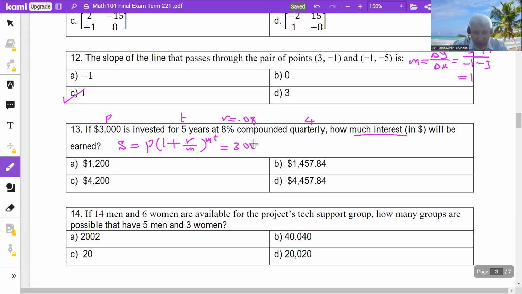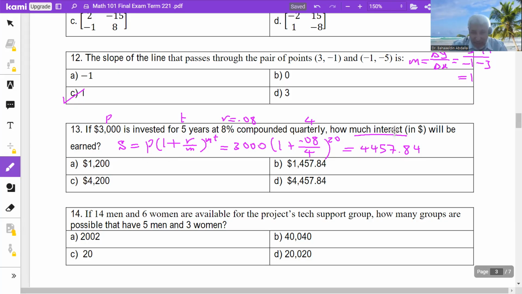P is 33,000 times (1 plus r), where r is 0.08, m is 4, the number of times compounded per year. 4, which is m, times t, which is 5, so 20. Okay. Now, if you use the calculator to find this number, you will find 4457.84. But this is not our answer, because this is the future value.